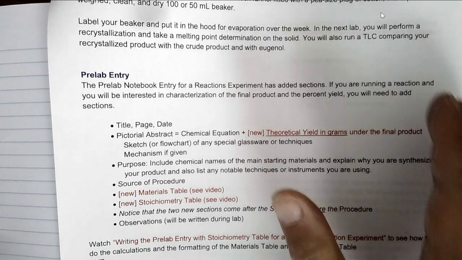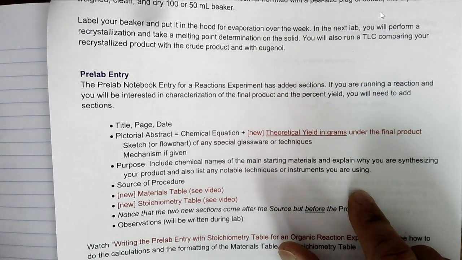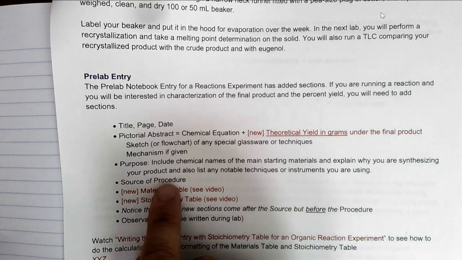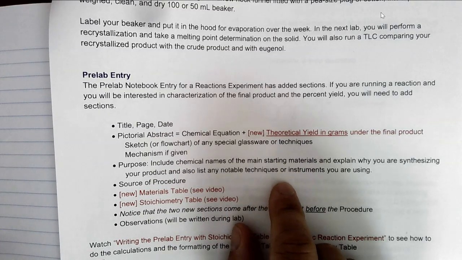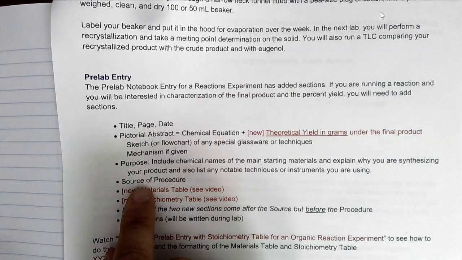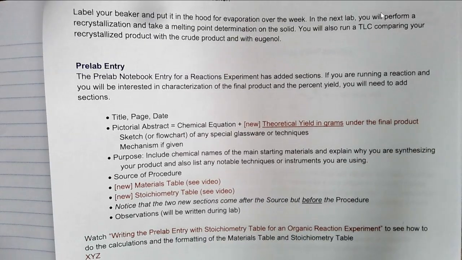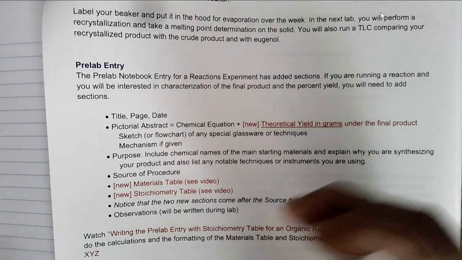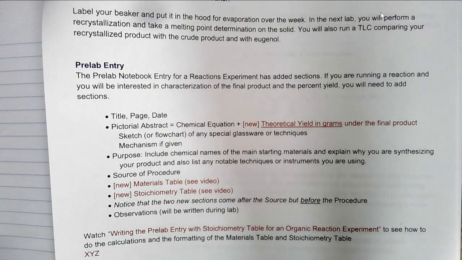That's all in the handout. Okay, I'll leave it to you to read the handout to fill in the why of the experiment. Also, if there are any notable techniques or instruments you're using, all in the purpose. Next is the source of procedure. After the source of procedure, there are two new sections, the materials table and the stoichiometry table. And in this video, I'm going to show you how to do those calculations and how to fill it out properly.